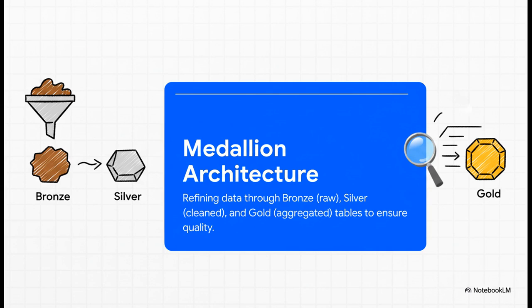So, with all that data flying around, how do you make sure it's actually any good? That's where this brilliant idea called the medallion architecture comes into play. Just think of it like you're refining gold. Data first shows up raw, totally untouched. That's your bronze table. Then you clean it up, validate it, and give it some structure. Now it's in a silver table. And finally, you aggregate it into these beautiful, business-ready, highly refined gold tables. That's the stuff that's perfect for analytics. It's a genius way to guarantee your data is trustworthy.